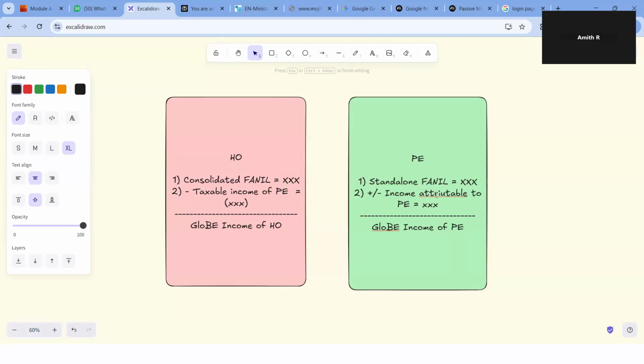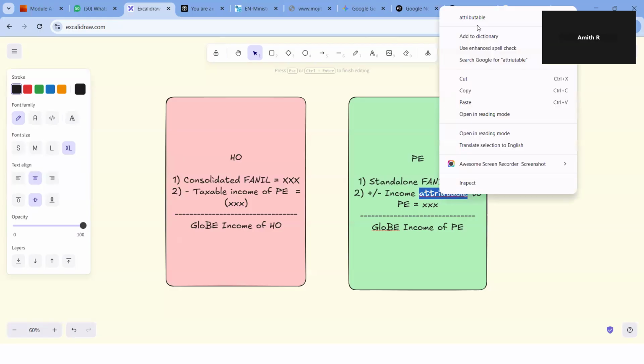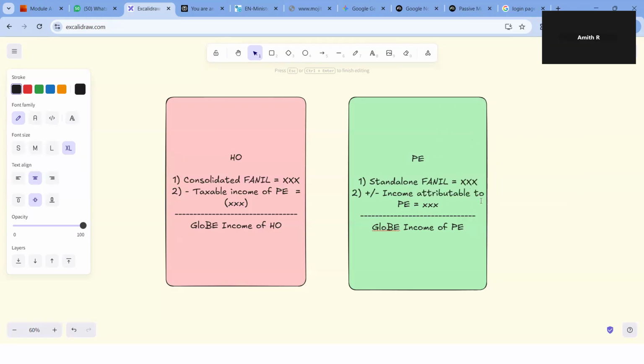How will you do the attribution? It depends on the PE type. If it is a treaty PE, the attribution should be as defined in the treaty. If it's a domestic PE, then it should be as per what the domestic tax rules say. If it is a deemed PE, you have to attribute as per Article 7 of the OECD model and reduce this from the panel so that you will get the globe income of each. Correct? Now this is simple.